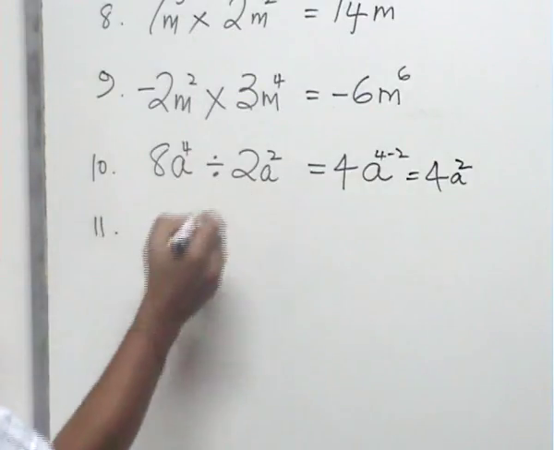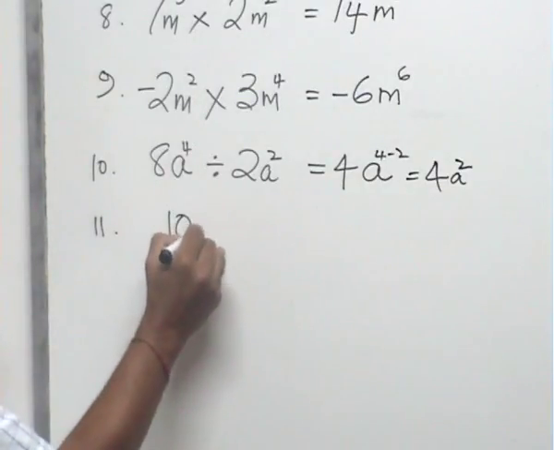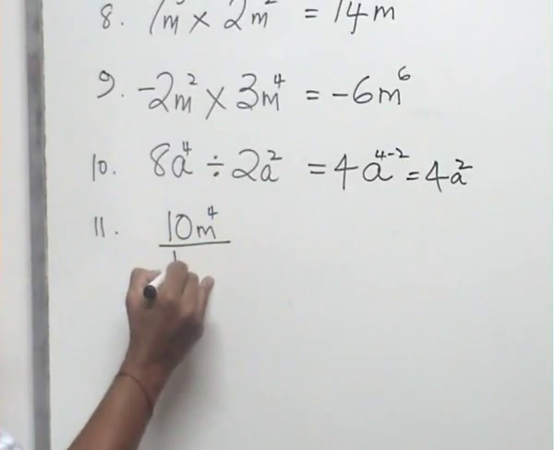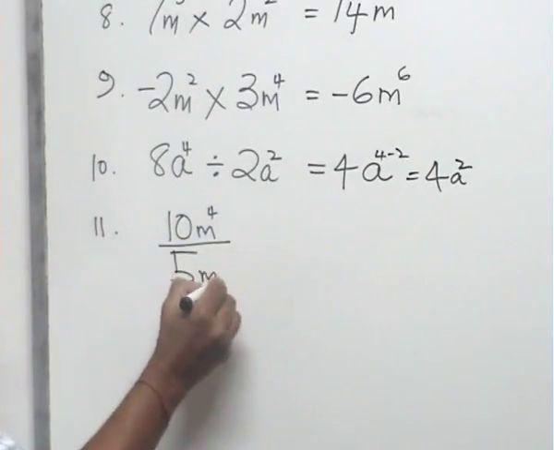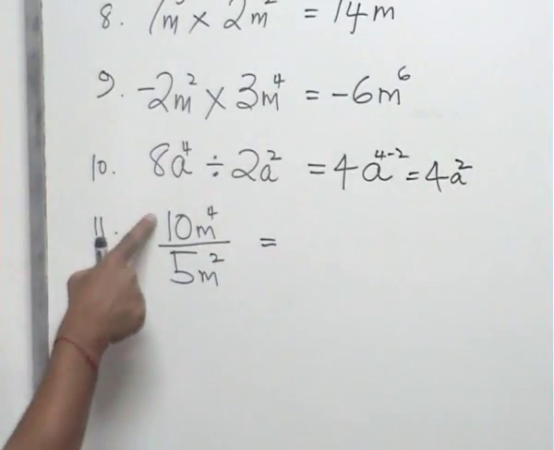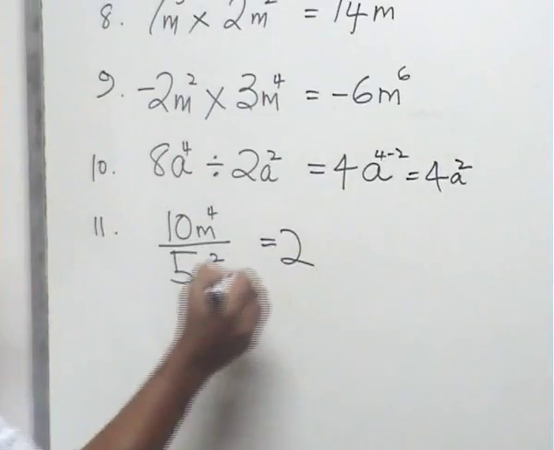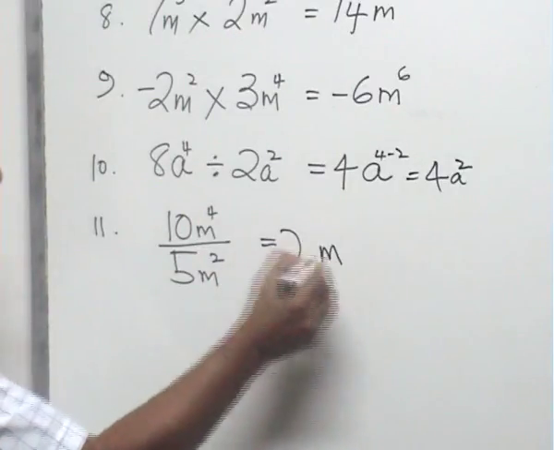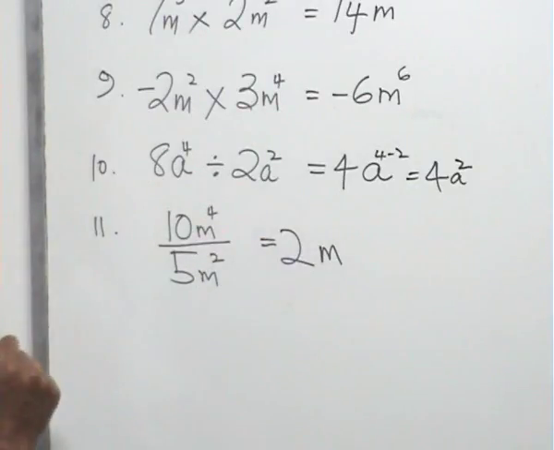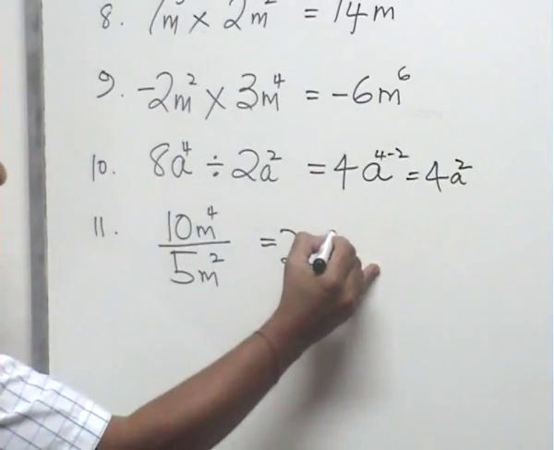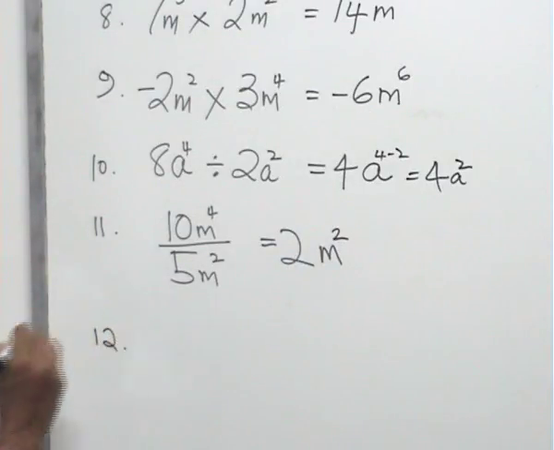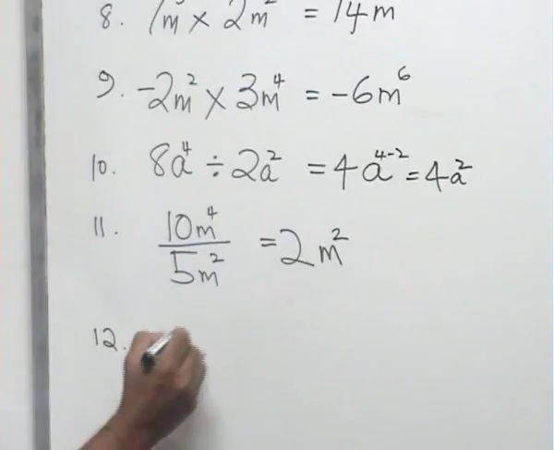Now, the example can also be written like this. 10m to the 4 divided by 5m squared. We're dividing, you see. So 10 divided by 5 will give you 2. And then for the powers, write down the base m and subtract the indices. 4 minus 2, 2. Now, in number 12, we're going to do two bases.